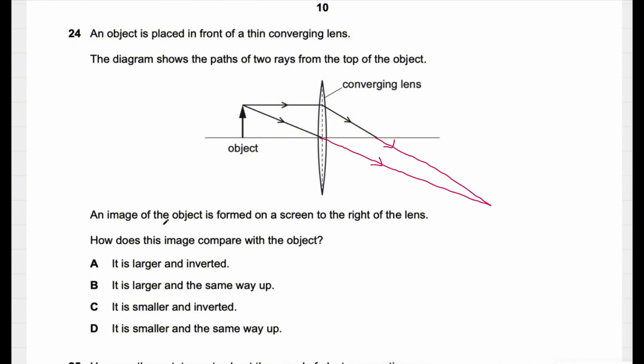Now an image of the object is formed on the screen to the right of the lens. How does the image compare to the object? If you extend these rays, you can have your image here. Where they meet is where your image is. You can see the image is larger than the object, right? It is larger and inverted. That's the answer.